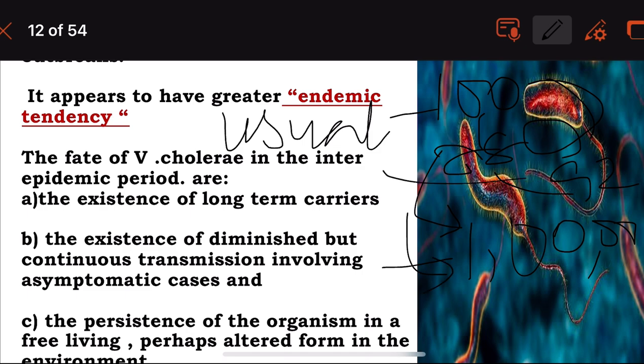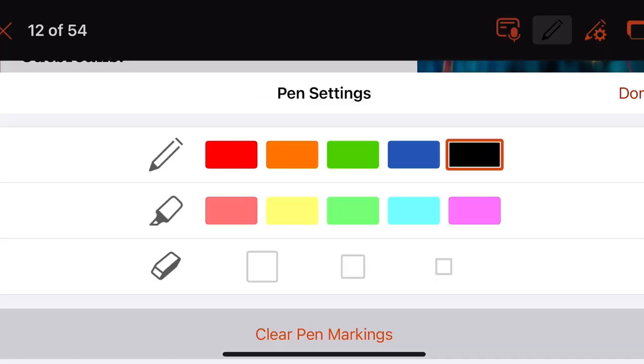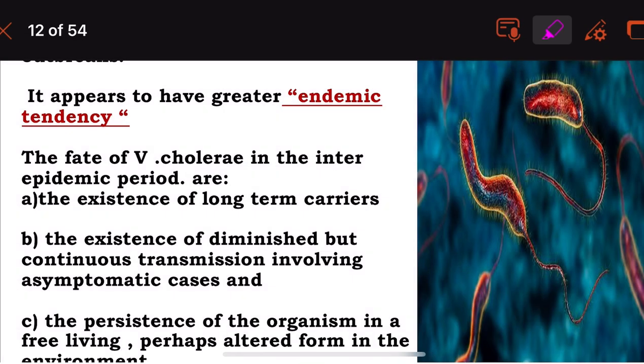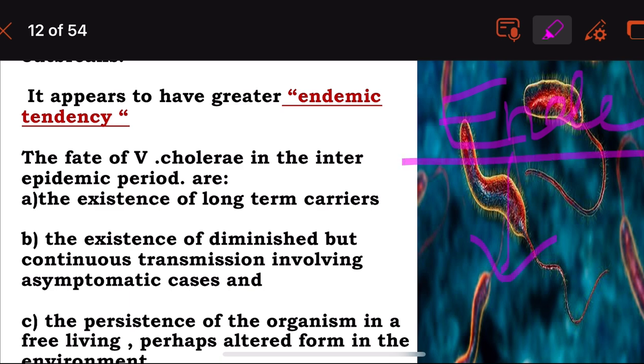So what happens during this endemic and epidemic period? Generally, a usual frequency of endemic disease will be there. Now after some time epidemic outbreaks occur.